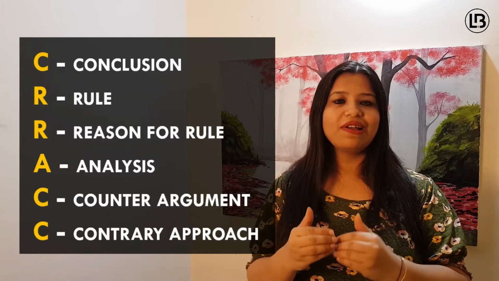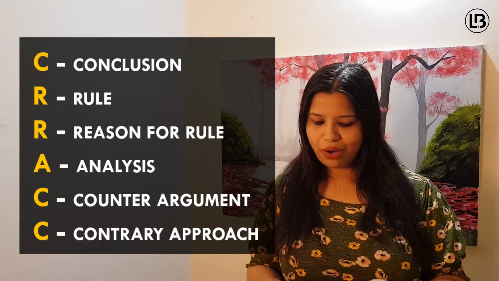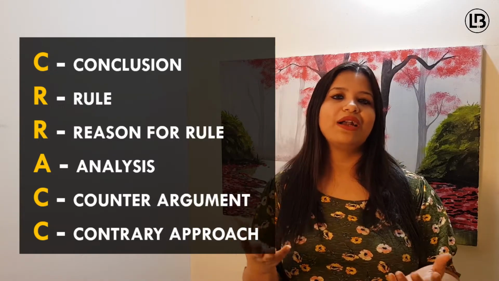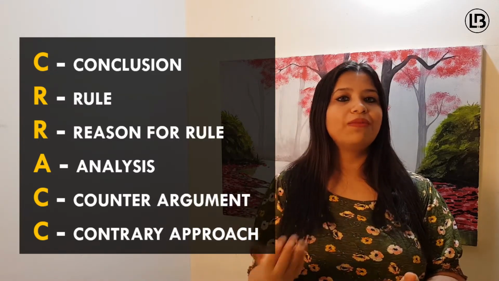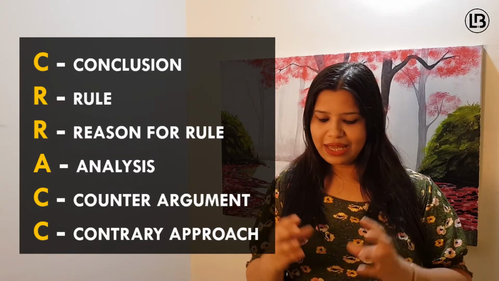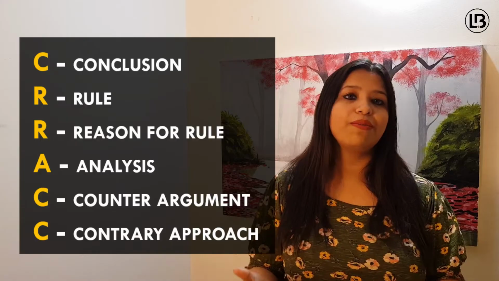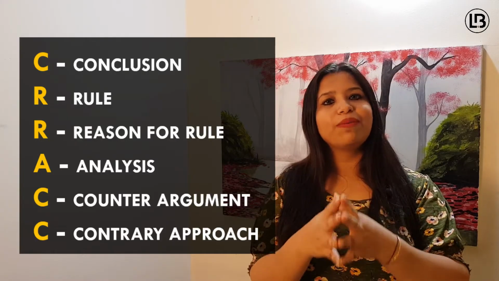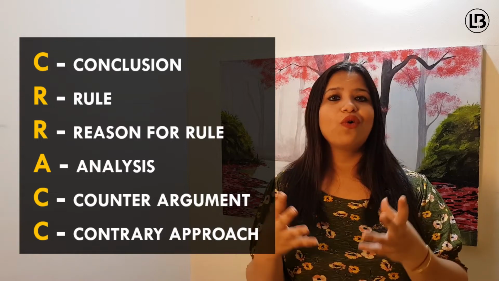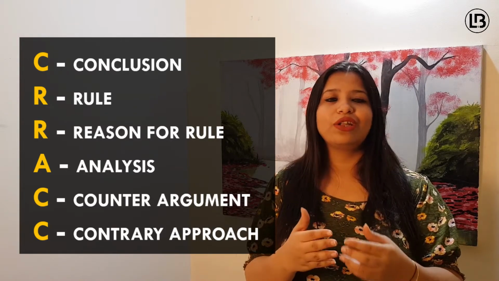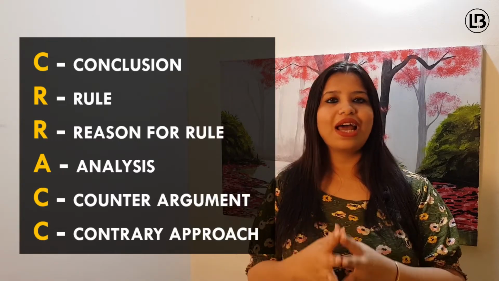The first C in CRRACC stands for counter arguments. What are the counter arguments that each of the parties are going to present in order to rebut the other party's proposition or arguments? And the final C stands for any contrary approach that you may want to discuss, something that's different from the approach you've already taken, the stand you've already taken. Any opposition to that and any justification for that opposition is what forms the last part.